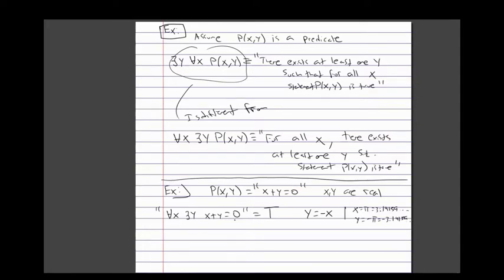But the reverse statement, if I reverse the order of quantifiers, is not a true statement: there exists a y such that for all x, x plus y equals 0. This is not true. It's not true because for any value of y you choose in the real numbers as your potential value of y, we need to find one y that satisfies, for any value of x, x plus y equals 0.